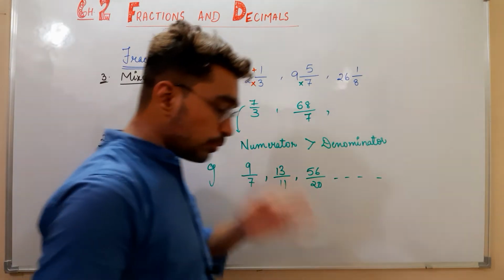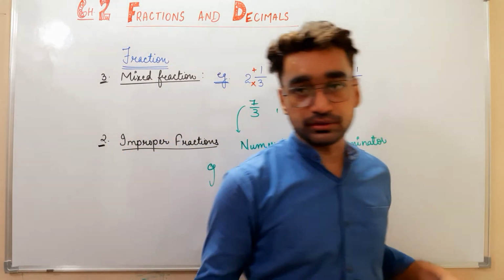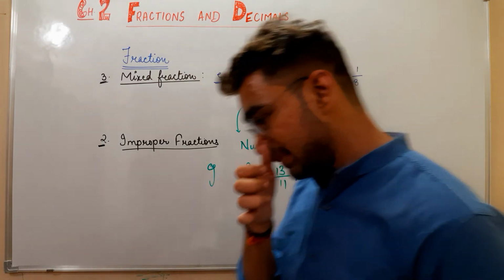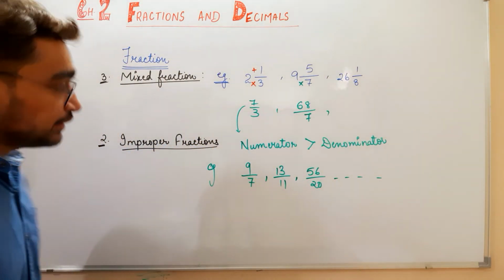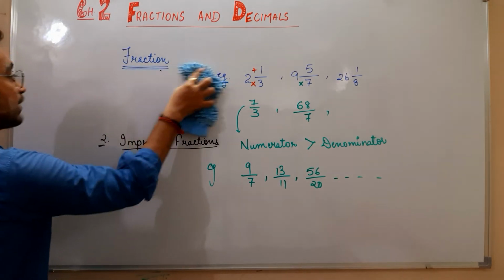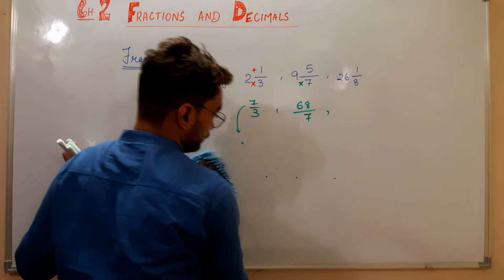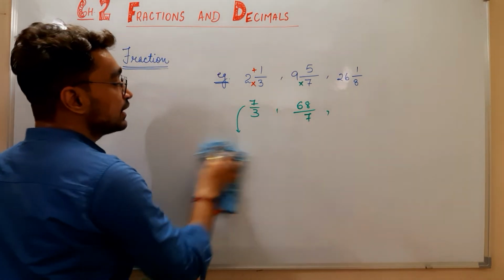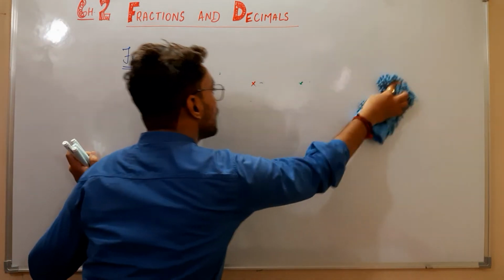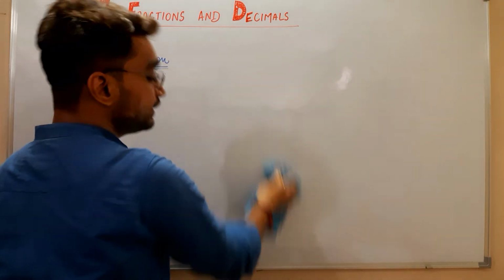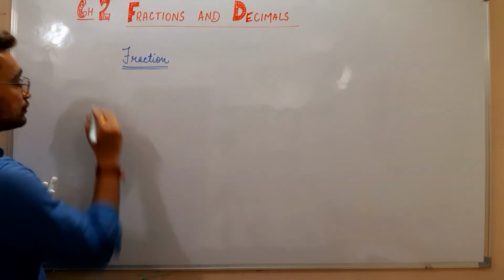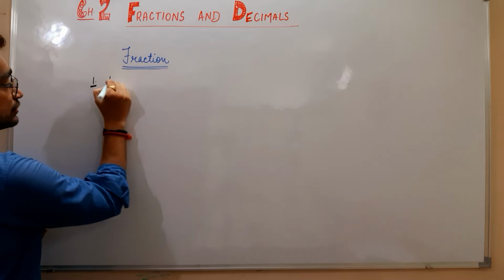So I hope you understood all these things: proper, improper and mixed fractions. We have a different group of fractions that will be called like fractions and unlike fractions. What are like and unlike? First of all, like fractions.